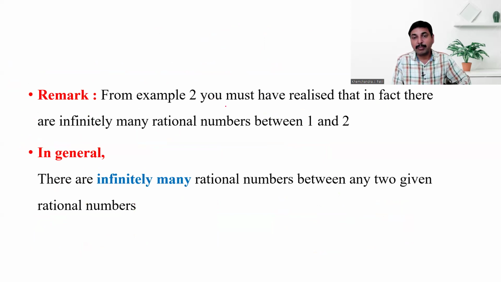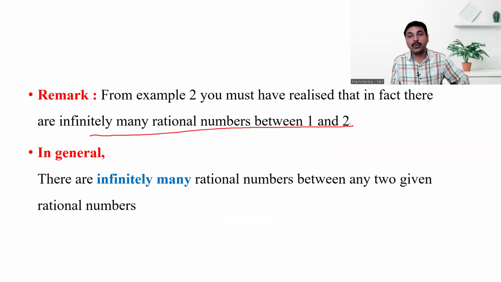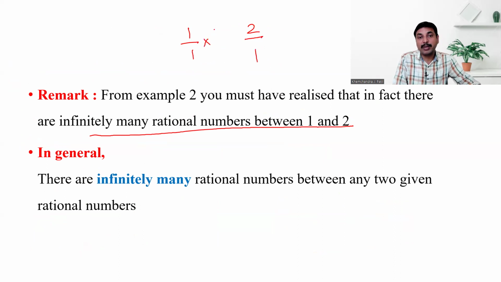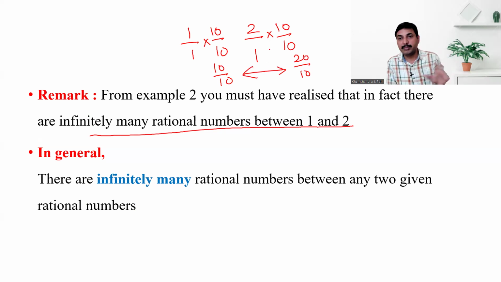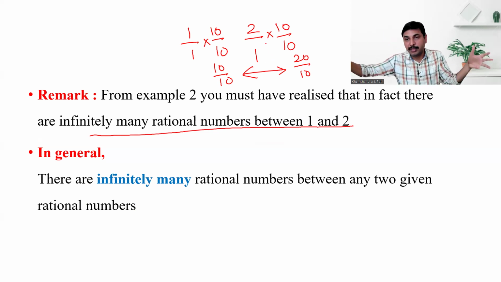So what is the remark I can put here? From this, for example number 2, what we can realize is that there are infinitely many rational numbers between 1 and 2. आप लिस्ट उसको ह्यूज कर सकते हो. If I multiply 1 by 1 or 2 by 1 with 10 by 10, I will get more rational numbers between 10 by 10 and 20 by 10. At least I will get 8 or 9 rational numbers between these two. Now if I multiply numerator and denominator by 20, the list will be more.